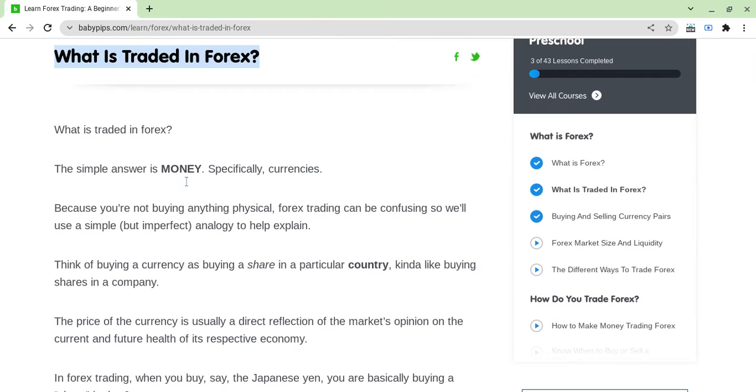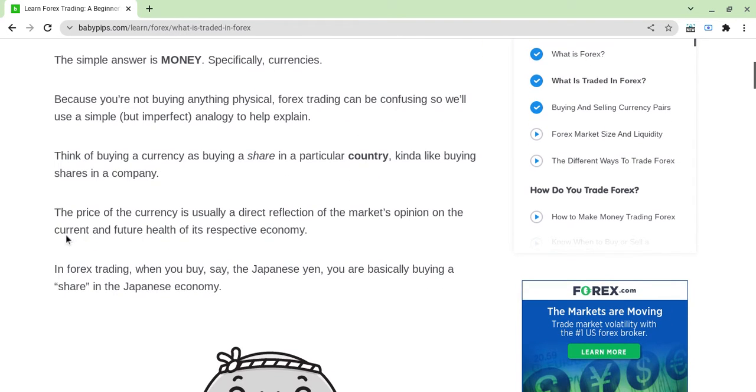And I'm going to keep that answer real simple. I kind of explained it in the last video. Baby Pips did too in the last lesson. It's money, and specifically currencies. That's what's traded in Forex, okay? But you're not going to actually have anything physical. We are doing it online. There's nothing that you will hold physically. You would just do it through your computer.